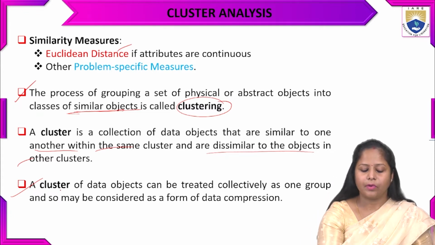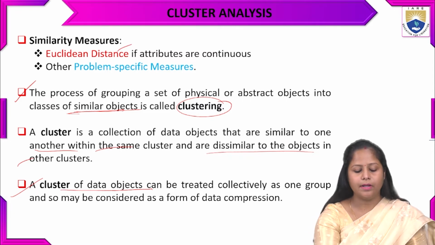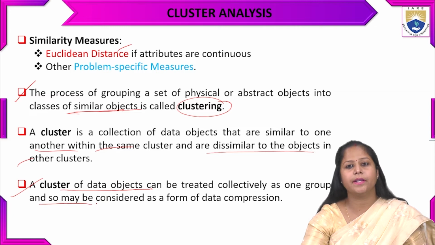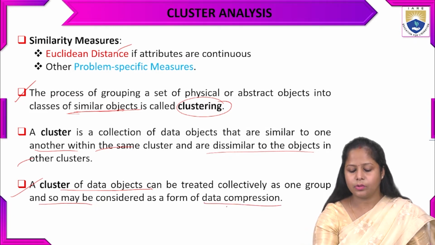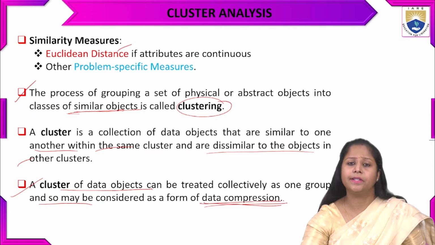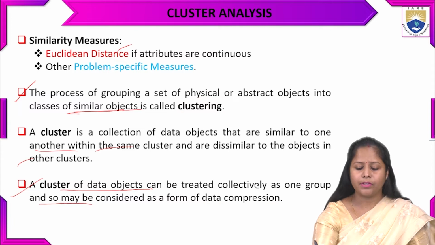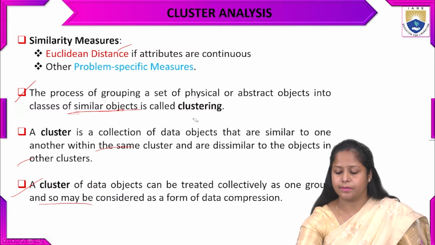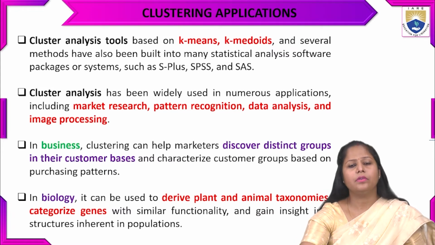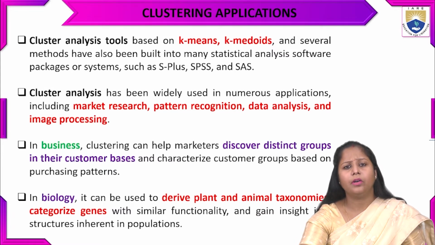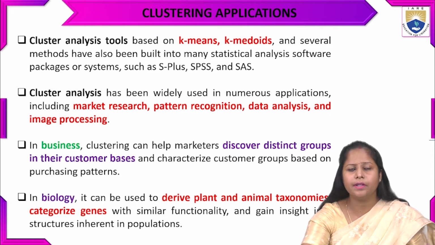The data objects can be treated collectively as one group and so may be considered as a form of data compression. So that can also be considered as a data compression example. That was all about cluster analysis. Now, clustering applications. On which applications are we going to use clustering?